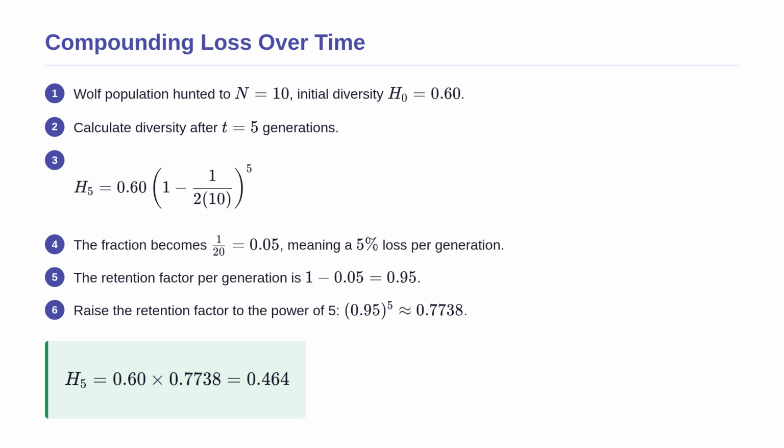The fraction inside the parentheses becomes 1 over 20, or 0.05. This means they lose 5% of their diversity every single generation. The retention factor is 0.95. Because this loss compounds, we must raise 0.95 to the power of 5, giving us approximately 0.7738. Multiplying this by the initial diversity gives a final heterozygosity of 0.464. The prolonged bottleneck has severely depleted their gene pool, making recovery incredibly difficult.